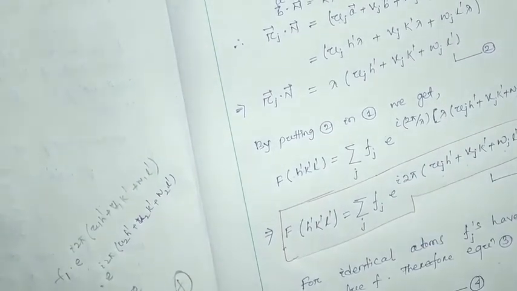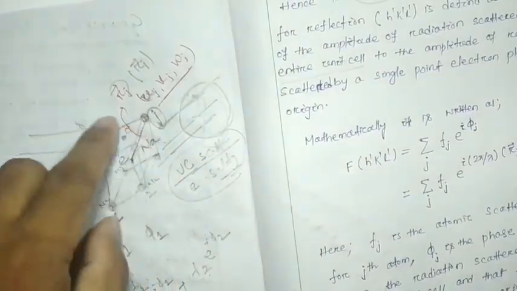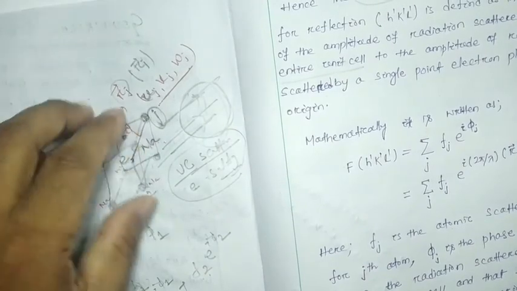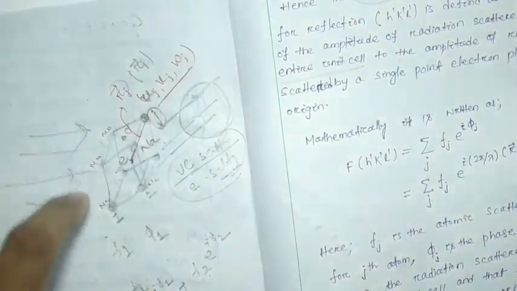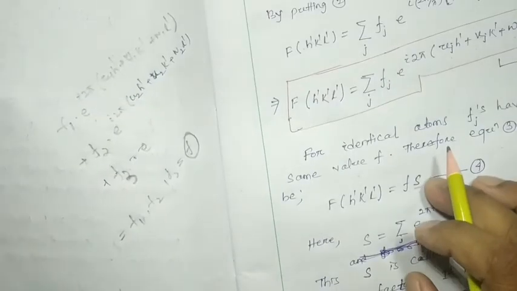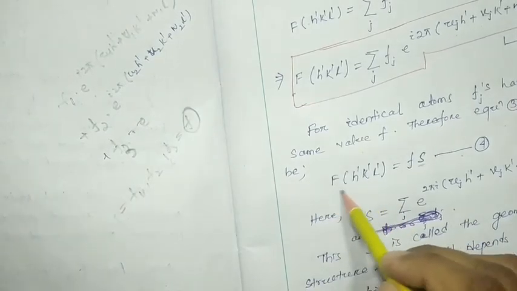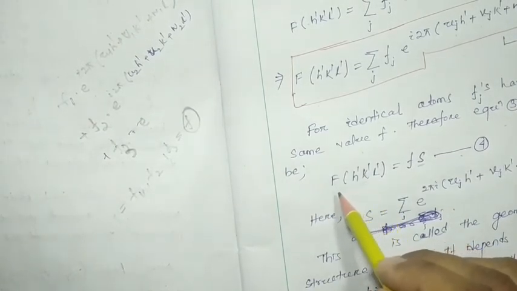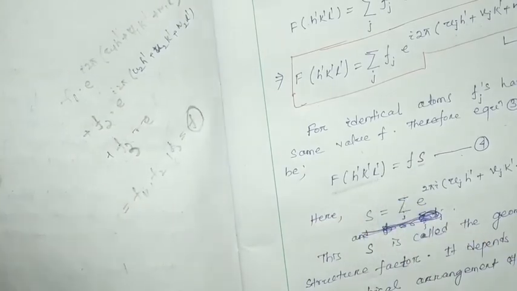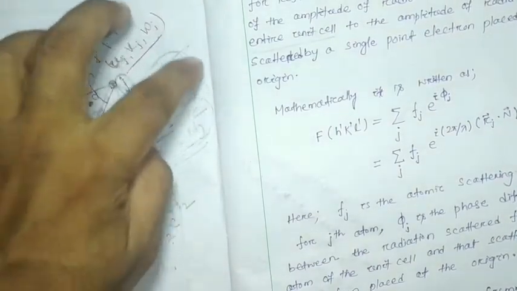Here, different atoms having different atomic numbers may be present. If the unit cell has identical atoms, then this equation can be written as this one. Here S is your geometrical structure factor. So F(hkl) is nothing but the amplitude of the scattered radiation from the unit cell.